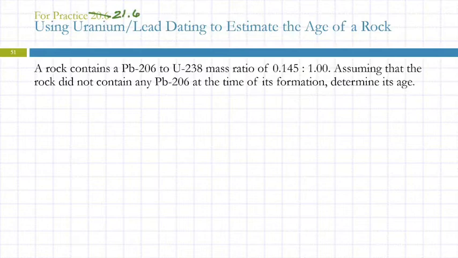So this is a uranium-lead dating problem, and these are kind of confusing. Here's a rock that contains a lead to uranium mass ratio of 0.145 to 1. Assuming that the rock did not contain any lead-206 at the time of its formation, determine its age. What we need to determine here is the ratio of uranium-238 present now to that present originally. And we cannot just use the 0.145 to 1.